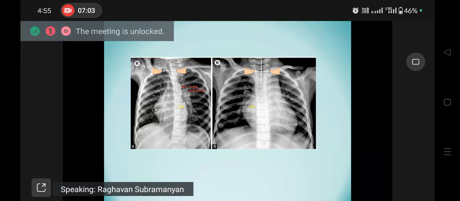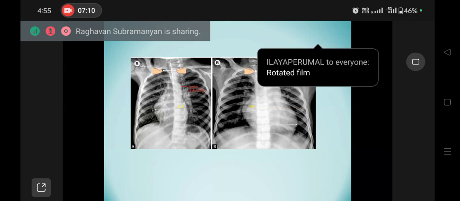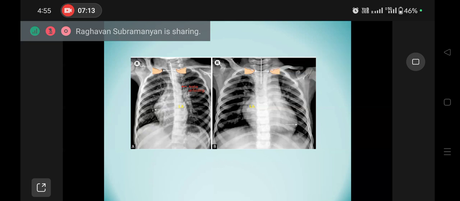Therefore, you must make sure of the chest X-ray. First, whether it is posteroanterior or anteroposterior. Secondly, whether it's an oblique view or a well-centered view.